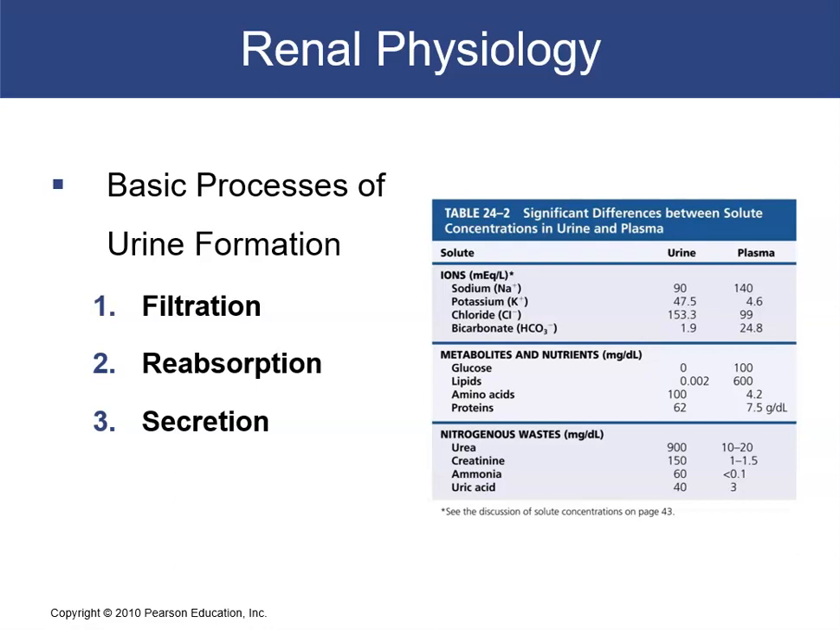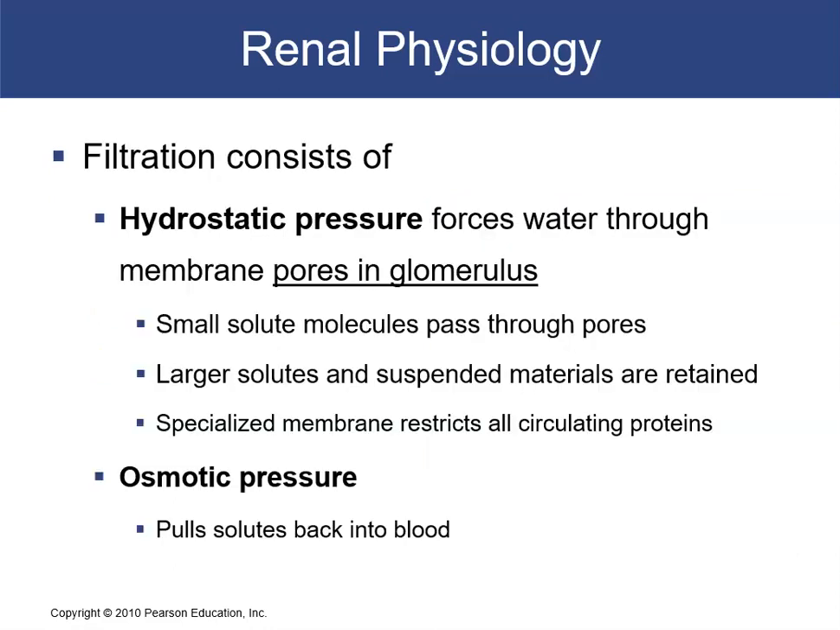All right, so we're going to look at each one of these processes and how it happens in the nephron. First is filtration. This process is no different than what we saw happening in our capillary beds earlier. There is this competition between two forces, hydrostatic pressure and osmotic pressure. So filtration consists first of hydrostatic pressure. This is the force that's going to force water and anything dissolved in that water through the membrane pores or the fenestrations of the glomerular capillaries. Small solute molecules will pass through these pores as well.